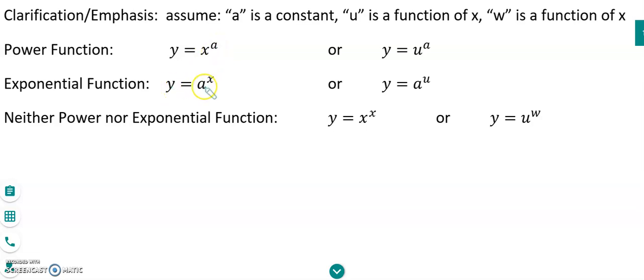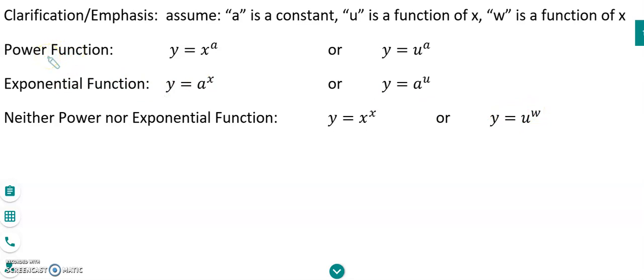As opposed to an exponential function where the base is a constant and the exponent is the variable or the input. Remember that exponential functions are the inverse of log functions. And again, I want to emphasize that the exponent doesn't have to just be the variable x. It could be a function of x. But the point is the base has to be a constant that is a real number. And then we have an exponential function. Now, if we have something like this, where the base and the exponent are both functions, or here u and w, where they're both functions of x, this is neither an exponential function nor a power function.